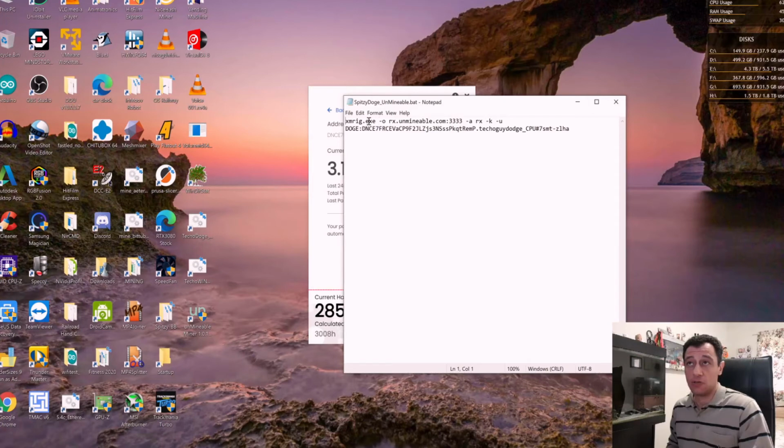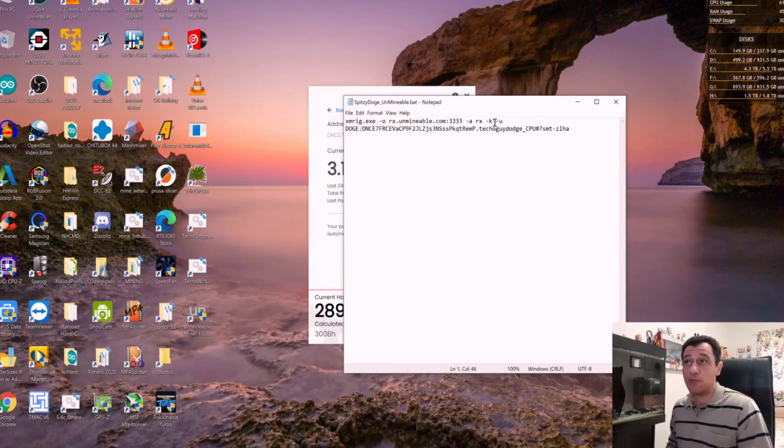So you just use XMRig, and your -o is the pool you're mining to. In this case, we're mining RandomX because it's a CPU, and I'm mining the RX algorithm. And keep alive, the -k, the -u is the wallet. In this case, I was using Doge and the wallet. So essentially, all I would need to change is the wallet name and the coin name if I wanted to change this to Wink or AAVE, for example, and that's basically it.